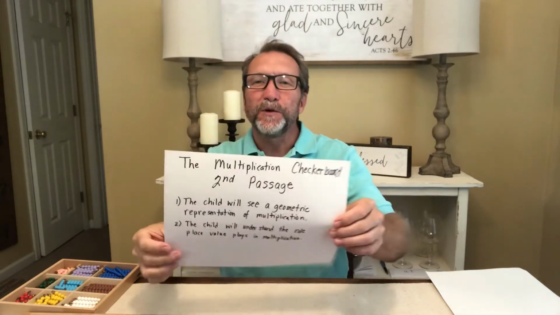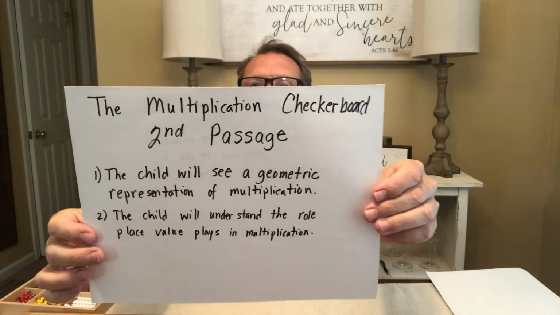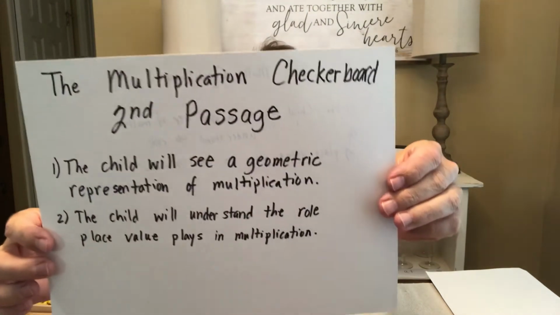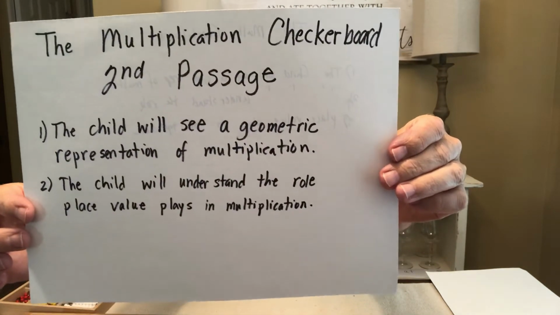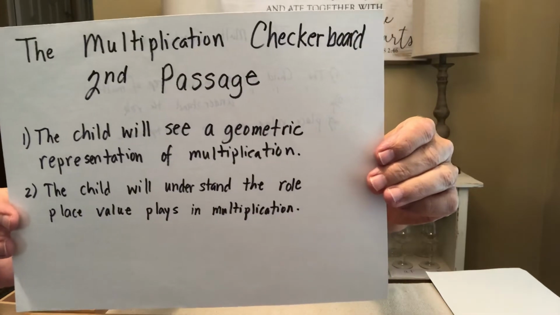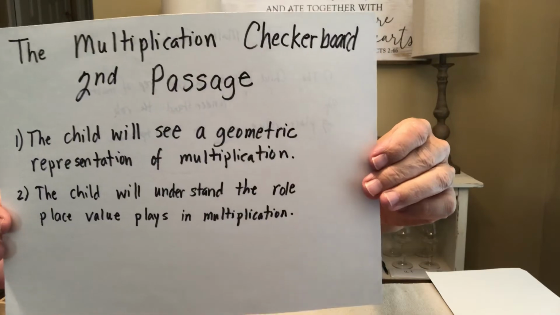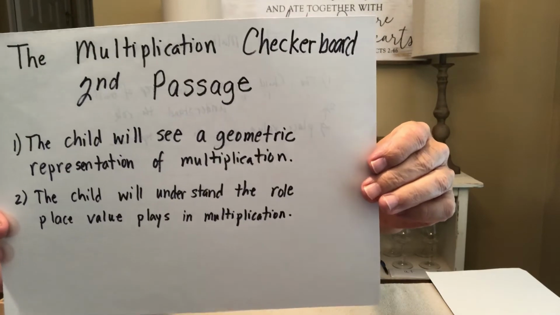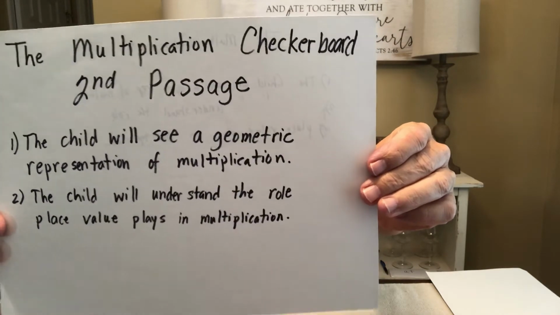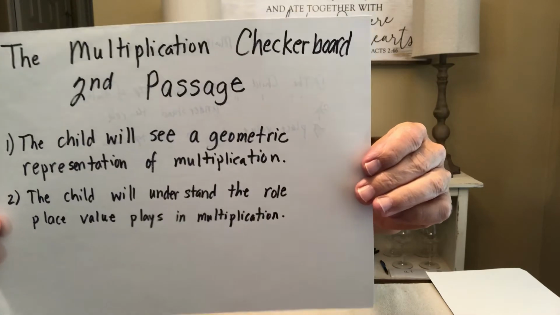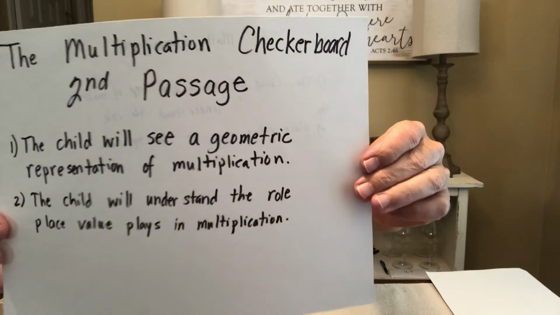The lesson that I'm going to teach you today is called the Multiplication Checkerboard Second Passage. So the goals are the same as in the first passage. The child is going to see a geometric representation of multiplication, and the child is going to understand the role that place value plays in multiplication.